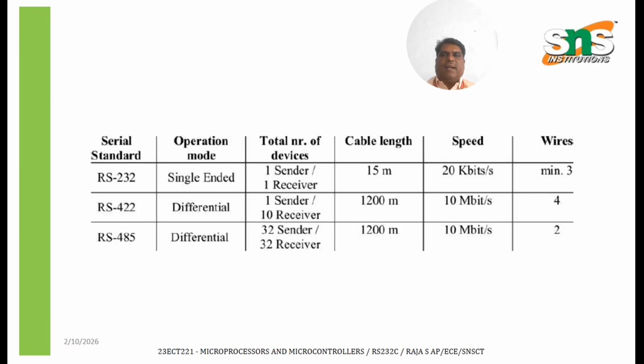The cable length for RS232 is 15 meters. The cable length for RS422 is 1200 meters, and the cable length for RS485 is also 1200 meters. The speed of data transmitted from sender to receiver via RS232 is 20 kilobits per second, whereas with RS422 we can transmit 10 megabits per second, and using RS485 we can also transfer data from sender to receiver at 10 Mbps. The number of wires connected for RS232 is a minimum of 3 wires, for RS422 it is 4 wires, and for RS485 it is 2 wires.